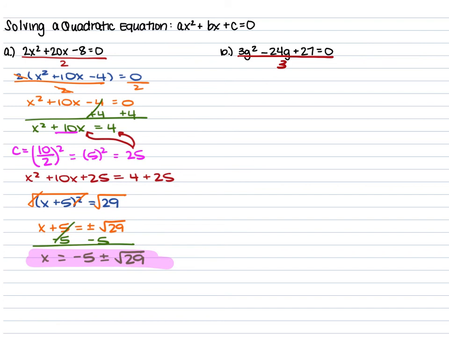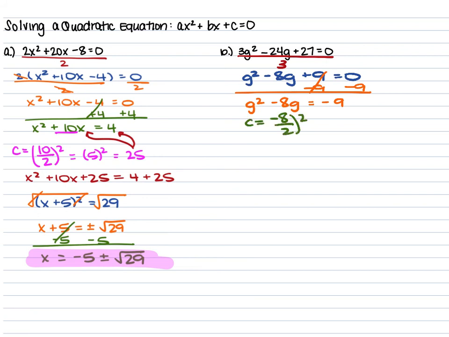So we have g squared minus 8g plus 9 is equal to 0. We're going to move the 9 over, subtract it from each side. We get g squared minus 8g is equal to negative 9. Find a new c term. You're going to take the negative 8 divided by 2 and square it. So it gives us negative 4 squared, which is 16. Add your 16 to both sides of your equal sign.